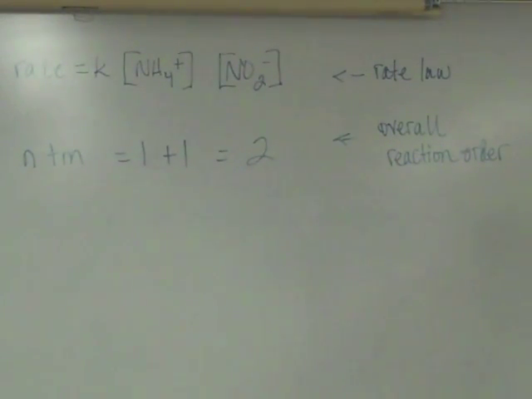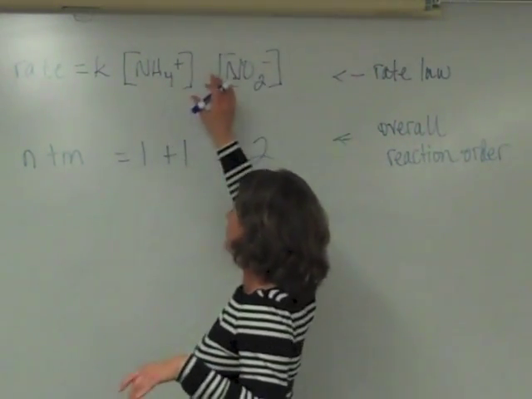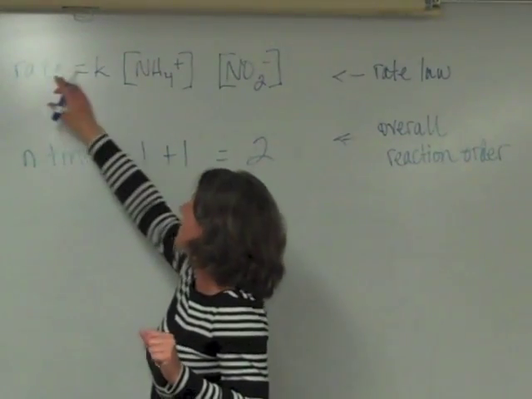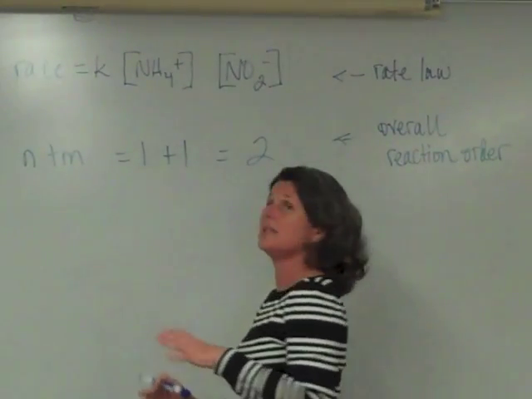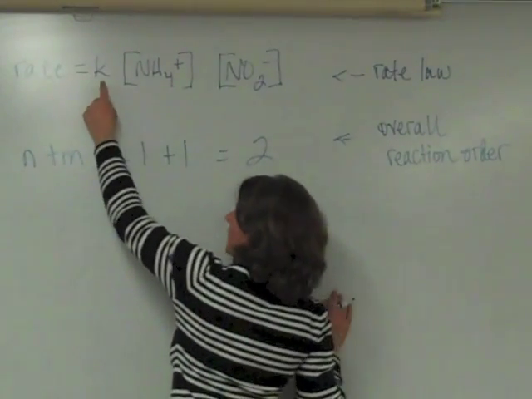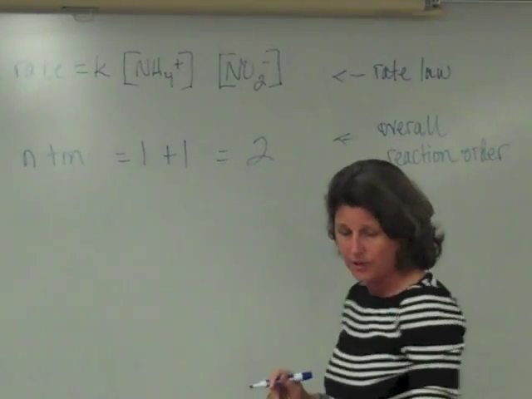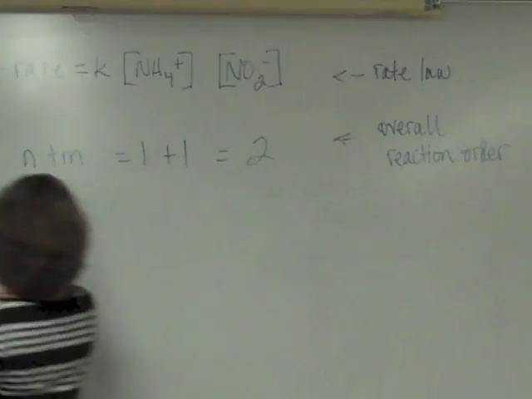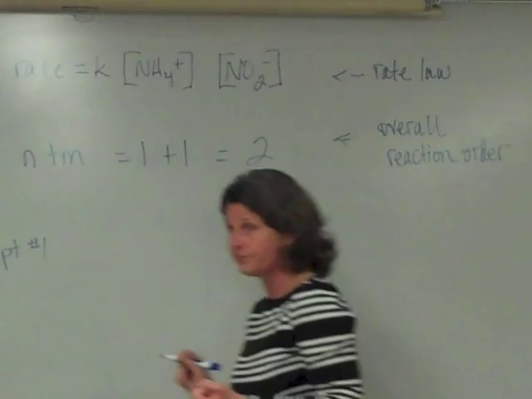is use any of the experiments that were given in our data. We can use experiment 1, 2, or 3. Now that we know the rate, we know the concentrations, and we also know the order of each reactant, now we can just plug into the rate law to get the value of k, right? So we're just going to rearrange this and plug in information. It should not matter which one you use.